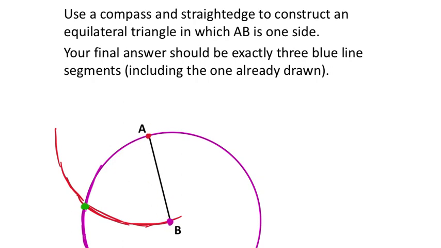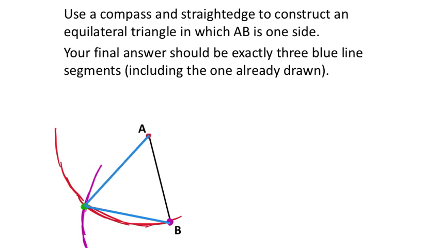Now we just have to click line segment up here. It wants a line segment, and we're going to make them blue. That'll get rid of the purple circle for us, and now we're ready to draw our blue lines. So from B to that green point like that, and then A to the green point as well. And what we've created is an equilateral triangle, same exact distance using circles.